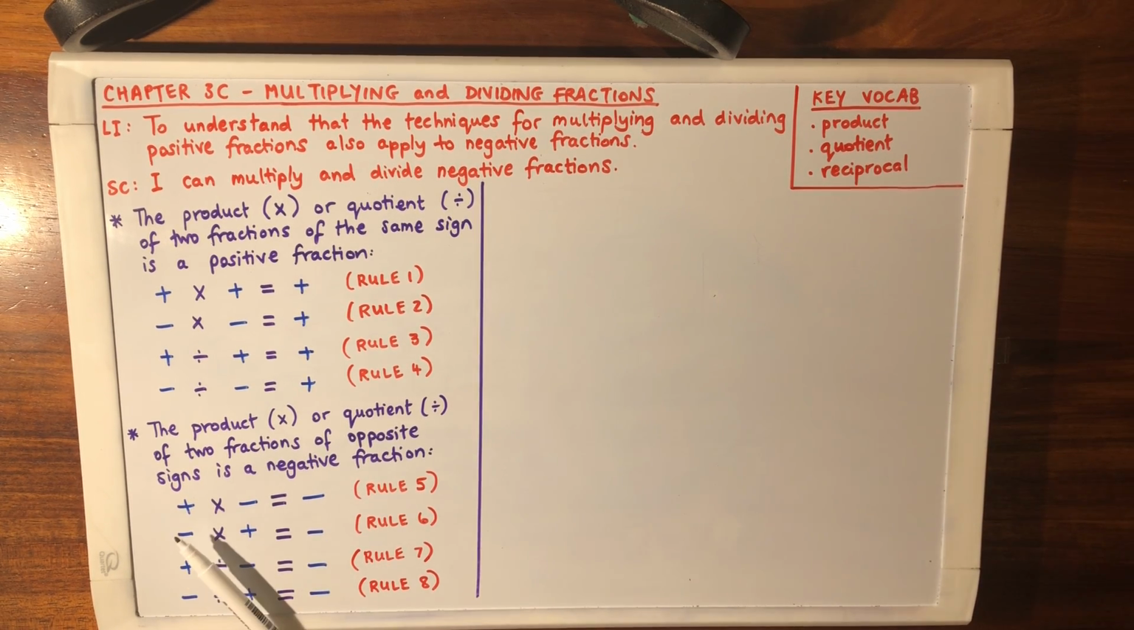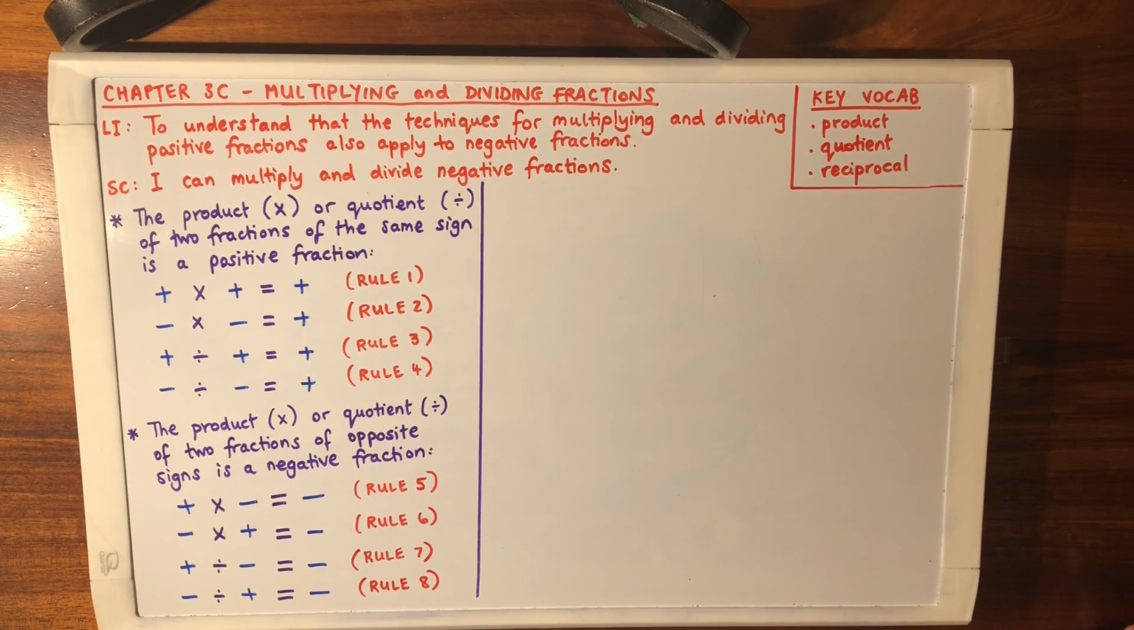The next set of rules are where the signs are different to each other or opposite to each other. In this case, positive multiplied by negative will give you a negative answer. Always will give you a negative answer. And negative multiplied by a positive will give you a negative answer. Positive divided by a negative will give you a negative answer, and a negative divided by a positive will give you a negative answer. So let's look at applying these 8 rules.